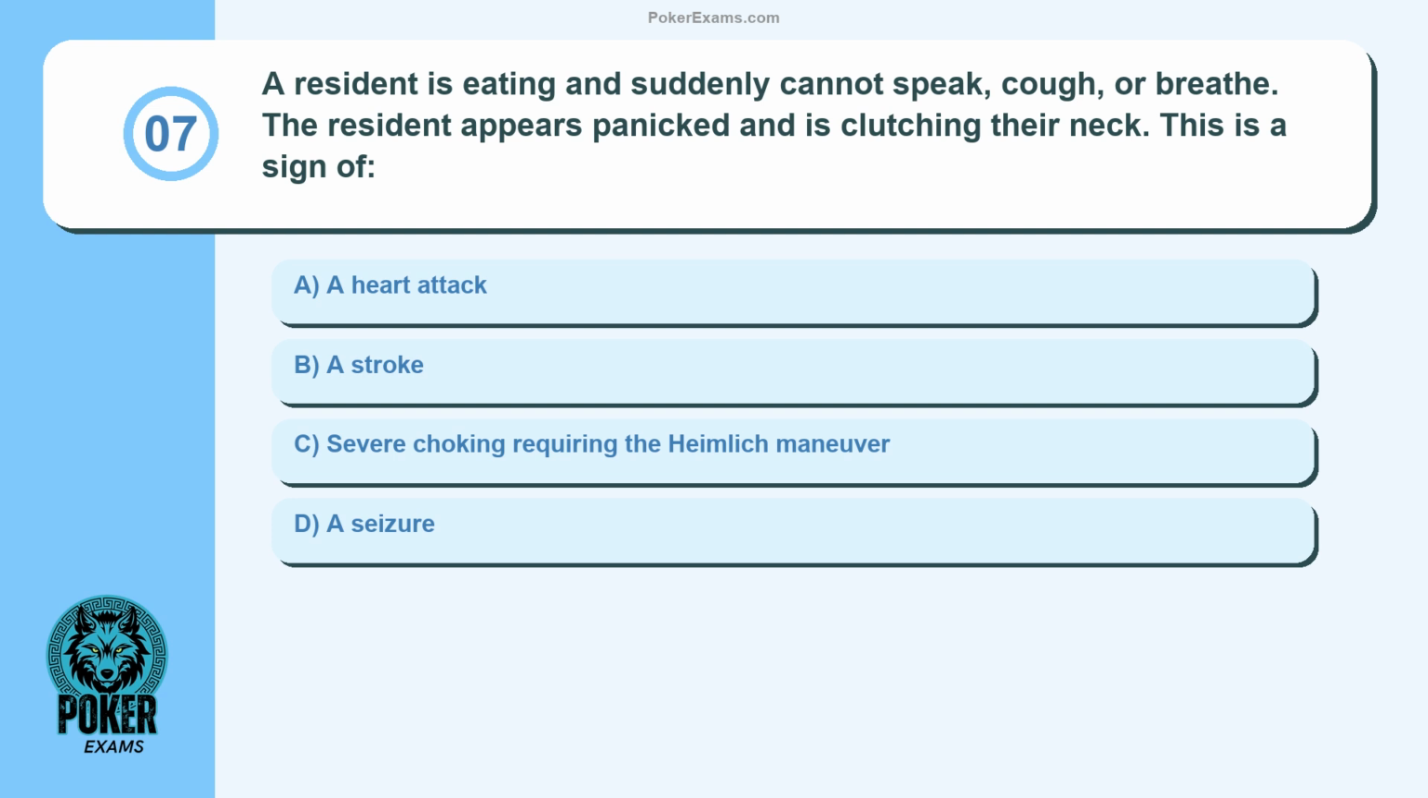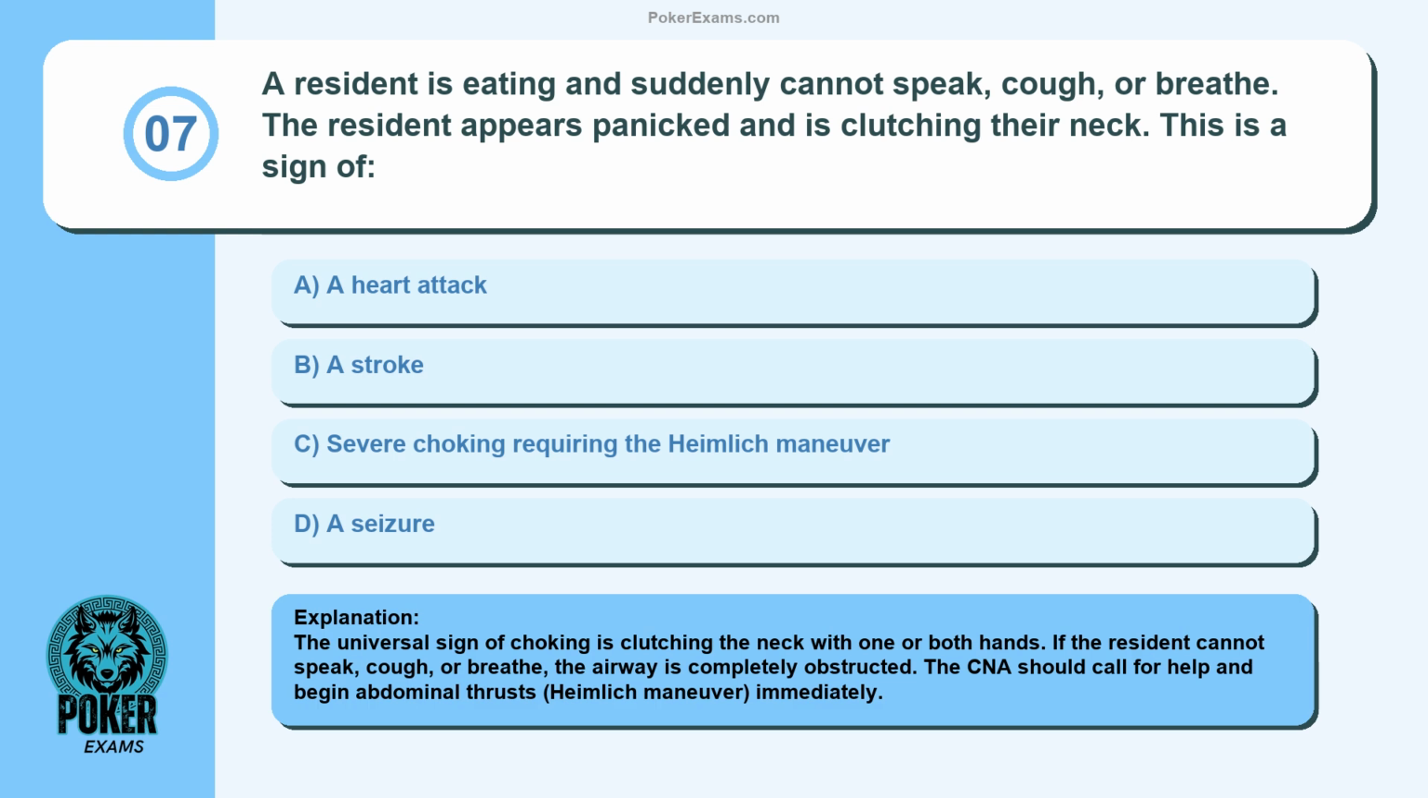Question 7. A resident is eating and suddenly cannot speak, cough, or breathe. The resident appears panicked and is clutching their neck. This is a sign of a heart attack, a stroke, severe choking requiring the Heimlich maneuver, or a seizure.